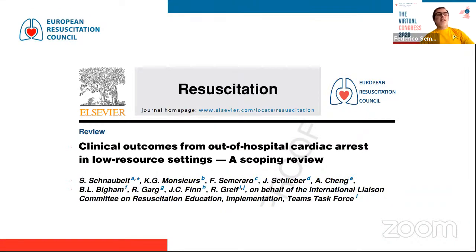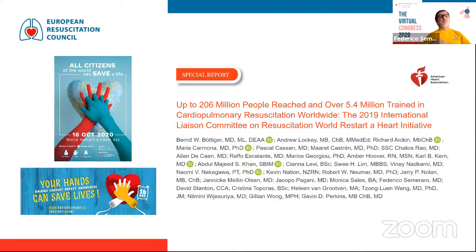Low resource setting, very new, based on the ILCOR scoping review by Sebastian and Kuhn-Monsieur, and an ERC success story. We need to be proud of all these people reached in the last 7 years through Europe with the support of every National Resuscitation Council, and in the world with the collaboration of International Council and ILCOR, from European Heart Day to World Restart a Heart. Thank you to Mario, Sandy, and Bern for this amazing event.